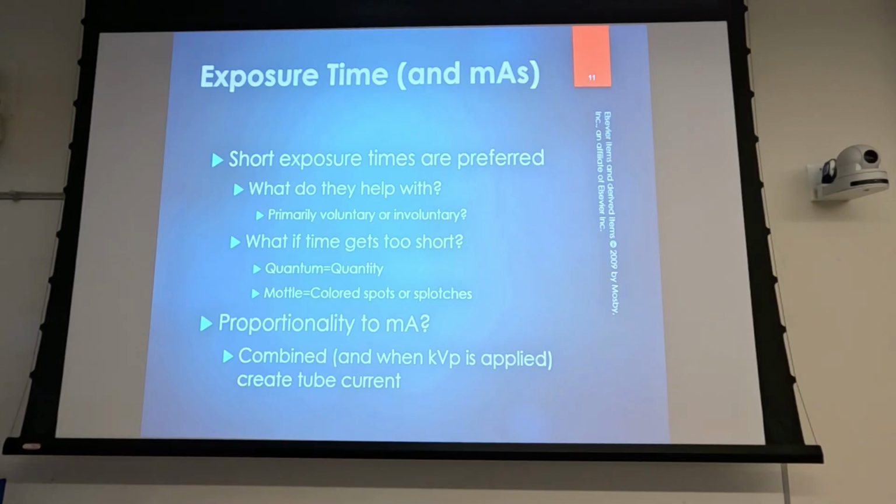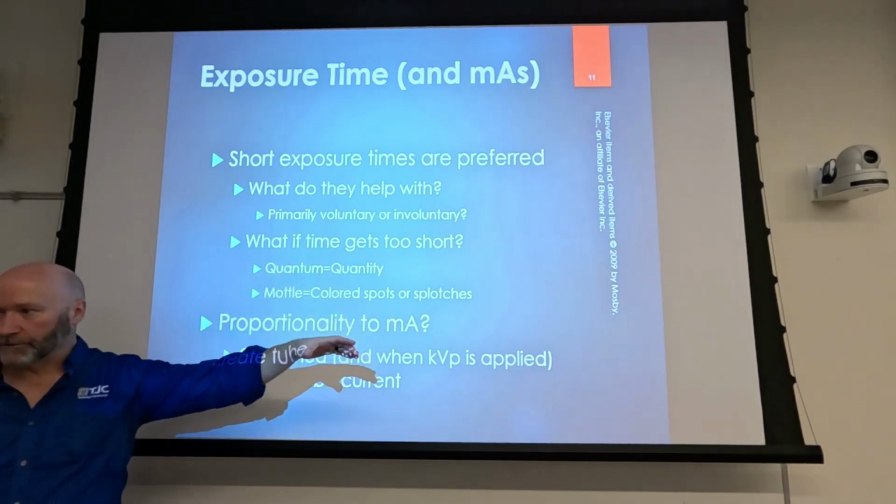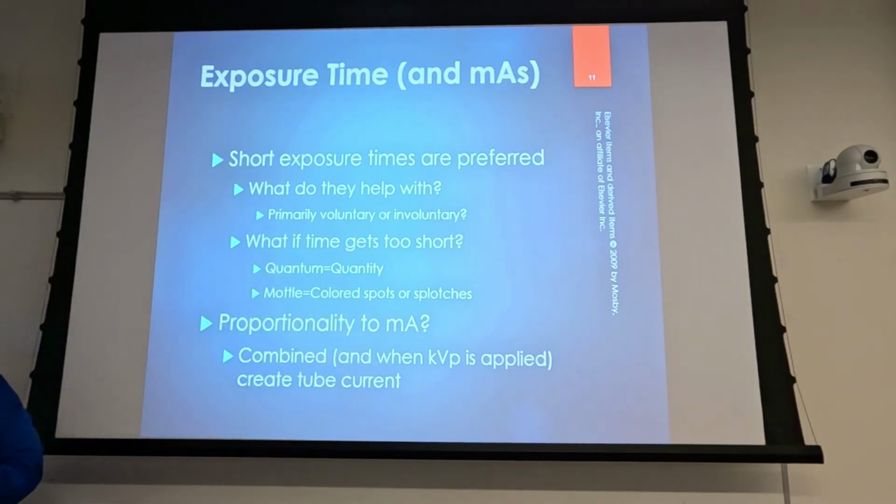So that would be involuntary motion, okay? So if exposure time, we just talked about that, gets too short, then we'll get into a possible problem with quantum mottle. Again, this used to be more of an issue with screens and films than what it is now. Our image receptors are so sensitive now that you can use those short exposure times. So you have a couple of things working against you with short exposure times in a theoretical sense.